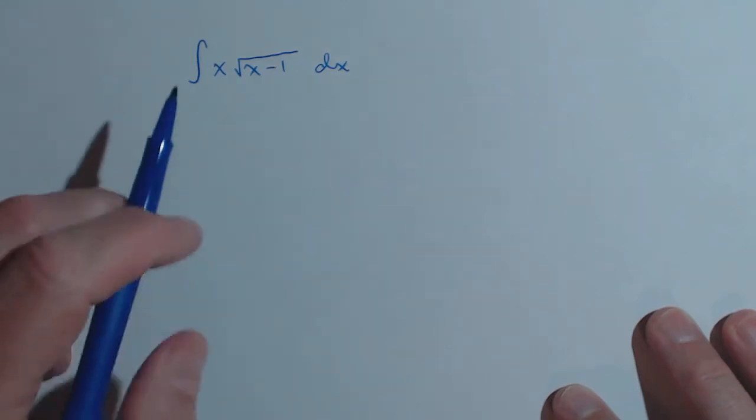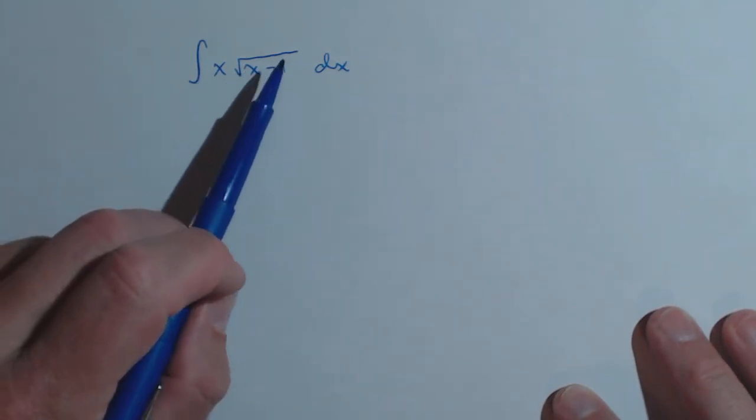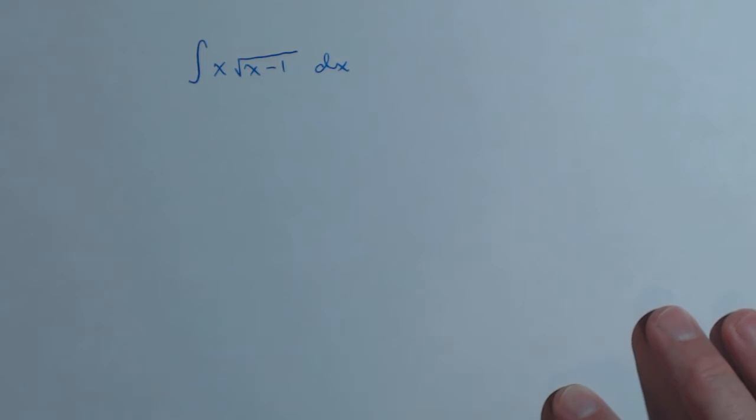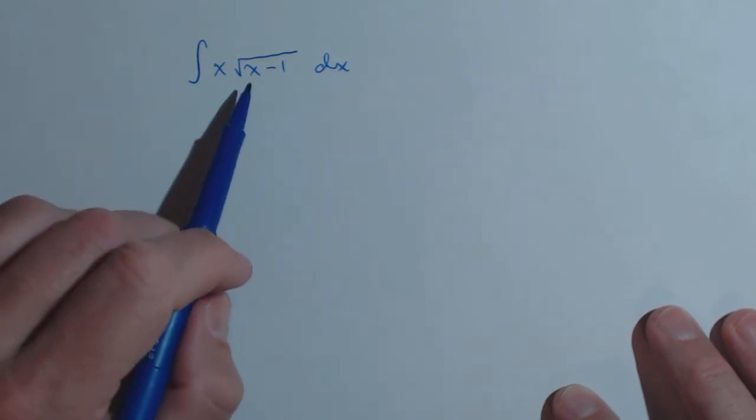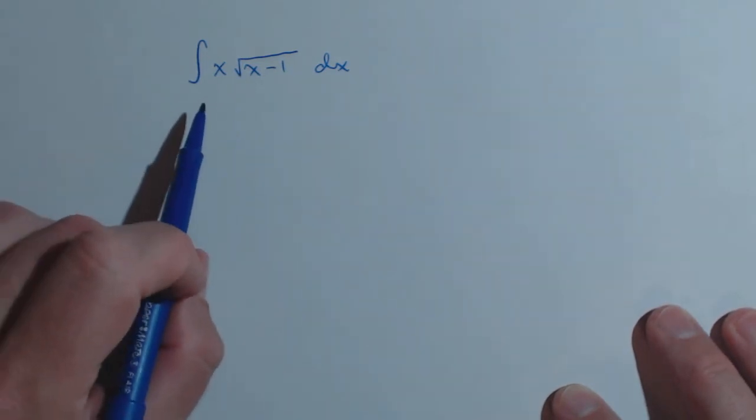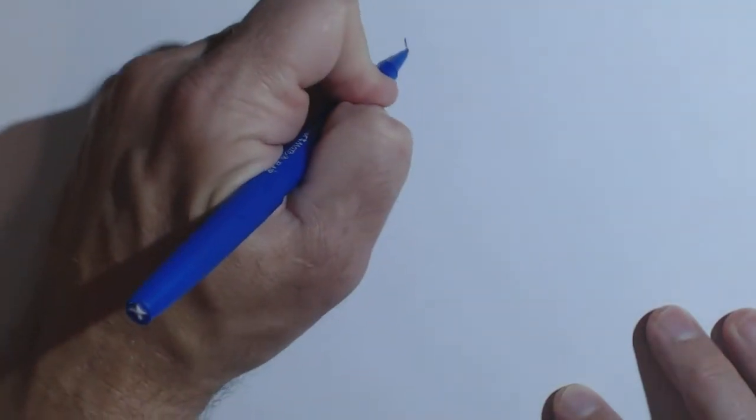In this video, we're looking to take the indefinite integral of x times the square root of x minus 1. Now, it turns out we're going to be able to do this with u substitution, although it's not the most straightforward u substitution. So let's take a look.